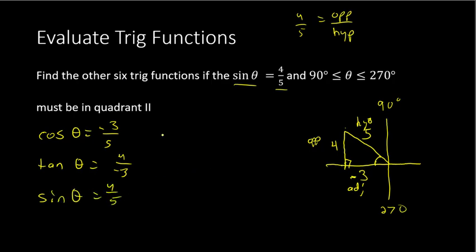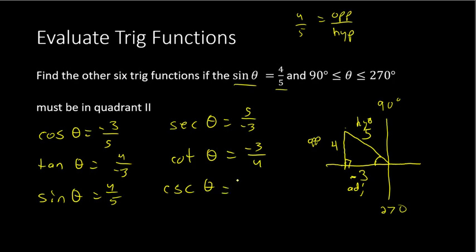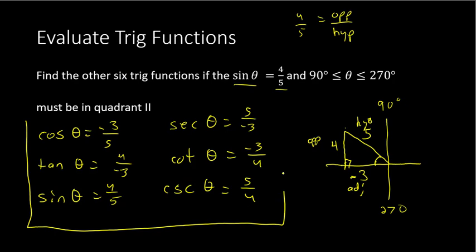Now we can do the inverse of each of these. The inverse of cosine is secant. So the secant of theta would be the inverse. So instead of negative 3/5, we have 5/-3. The inverse of tangent is cotangent, which would be switching the top and the bottom to get negative 3/4. And the inverse of sine is cosecant. We switch the top and the bottom to get 5/4. So now we have the other trig functions from the sine of theta equaling 4/5.